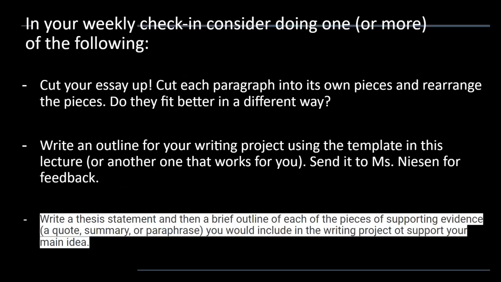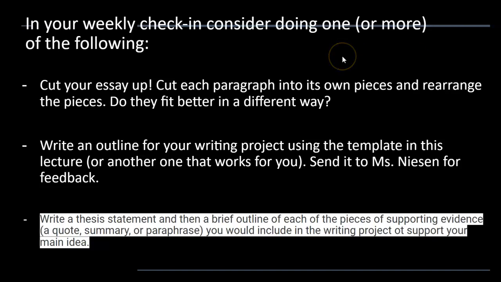In your weekly check-in this week, consider doing one or more of the following. Cut your essay up. Cut each paragraph into its own pieces and rearrange the pieces. Do they fit better in a different way? Even if you don't do this week, I strongly encourage you to do it in a future week. If you don't have a printer, use the cut and paste feature in Microsoft Word. Open up different documents, move things around, see what they look like. Just experiment and see if changing the order of things makes it better or worse. You can always put it back.